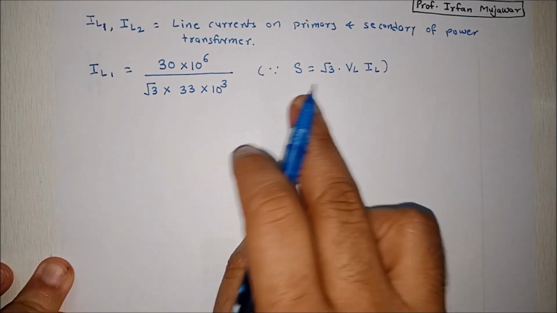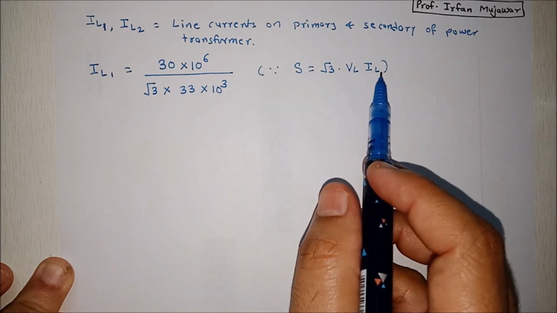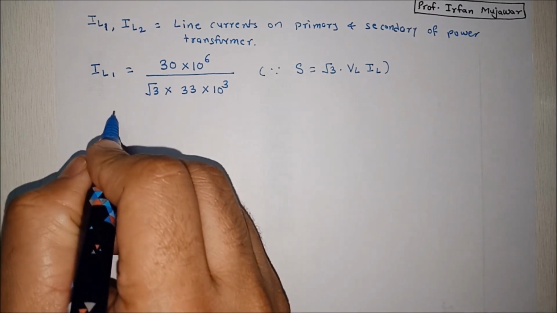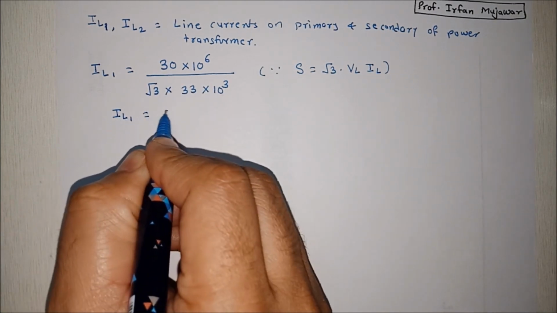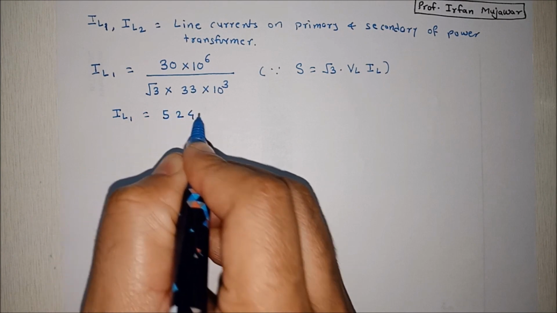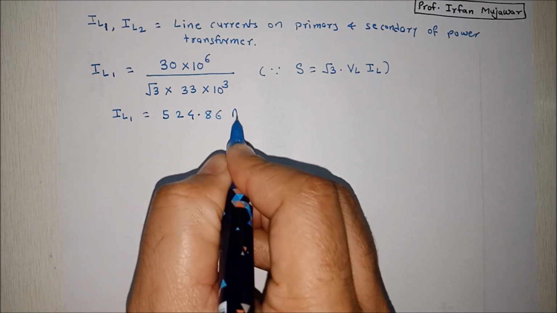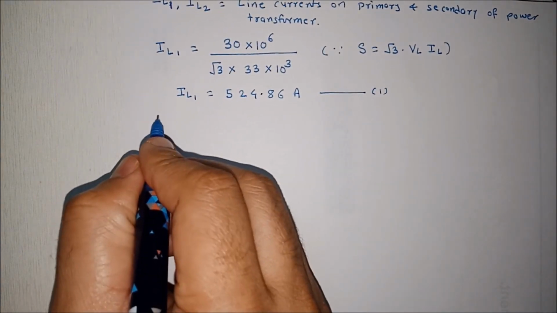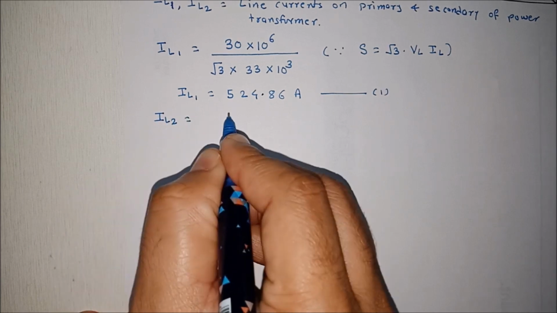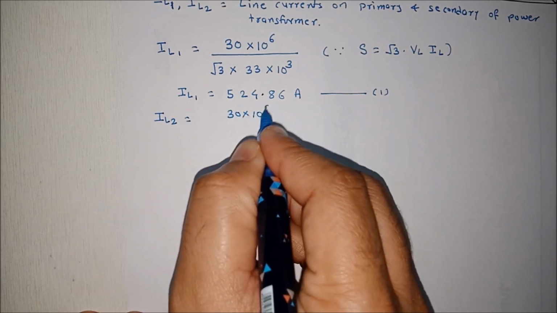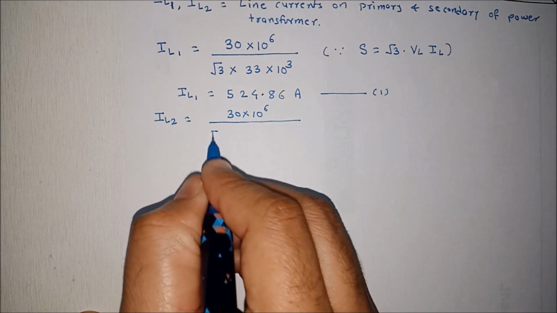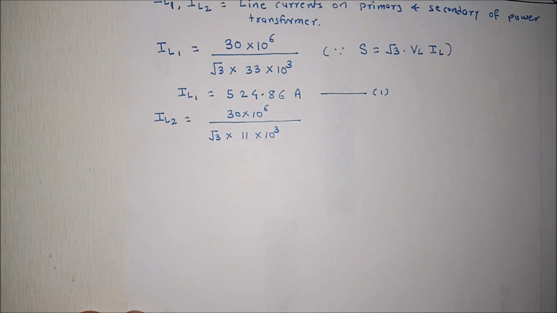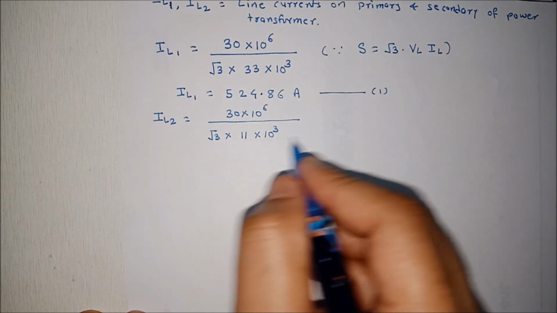Okay, and for the power transformer, root 3 VL1 IL1 will be root 3 VL2 IL2 because power on both sides is same. Now if I put this in the calculator, IL1 I will get as 524.86 ampere. Okay, let us call this equation 1. Now similarly we can determine IL2. IL2 will be S, the apparent power, 30 into 10 raised to 6 divided by root 3 into the secondary voltage. Secondary voltage is 11 kV because it is a 33 by 11 kV transformer.